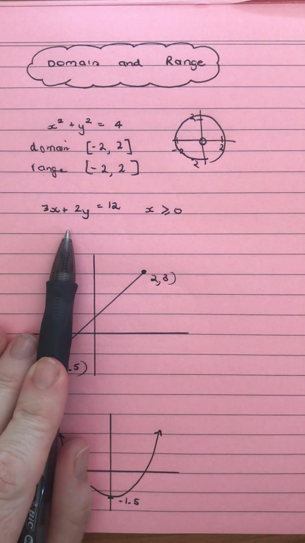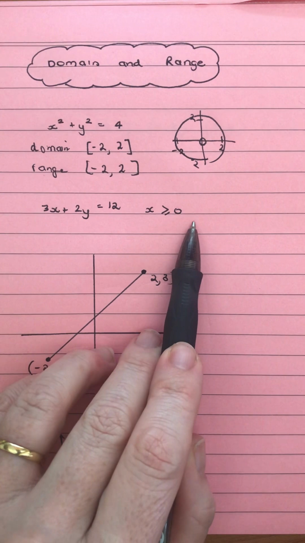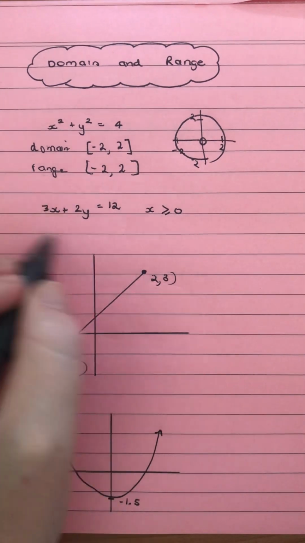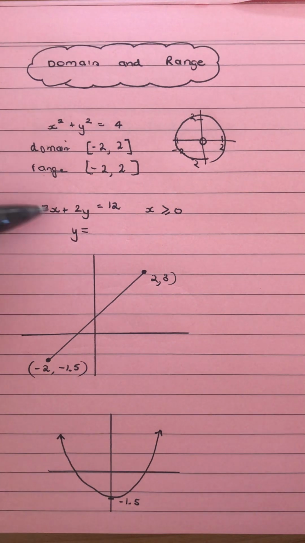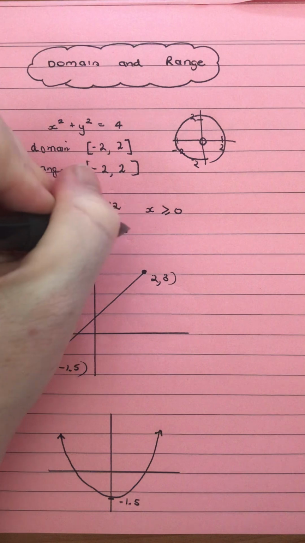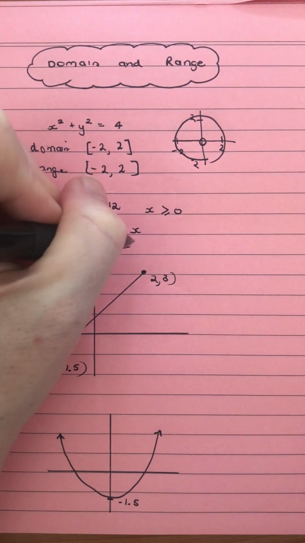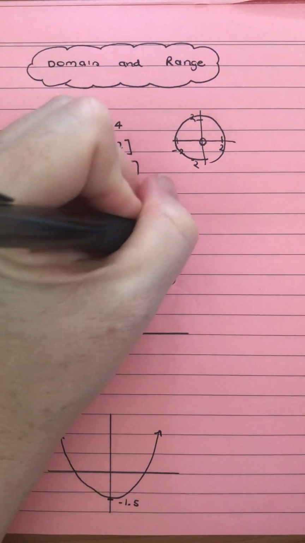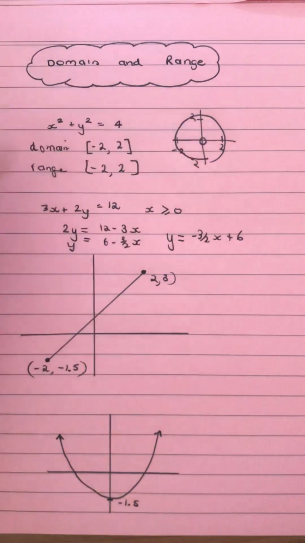We've got another one here where we have 3x + 2y = 12, and that x is greater than or equal to 0. So we want to rearrange that to get into our y equals, so we can graph that on our calculator. So that means our 2y would be equal to 12 take 3x, and then y would be 6 take 3 on 2 x. Rearranging that, we get y = -3/2 x + 6.